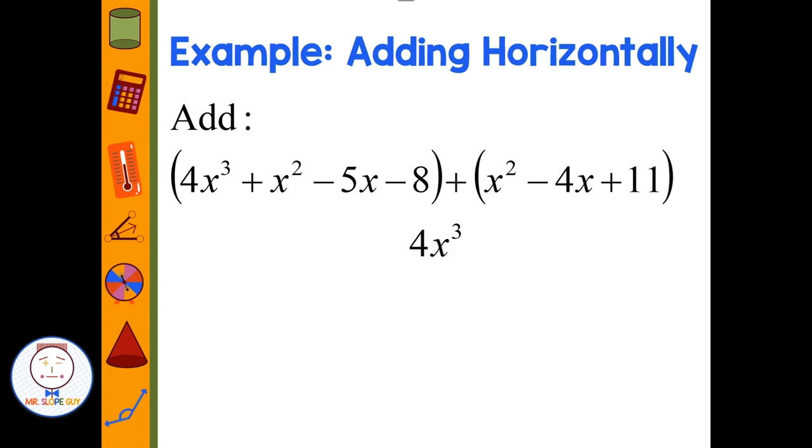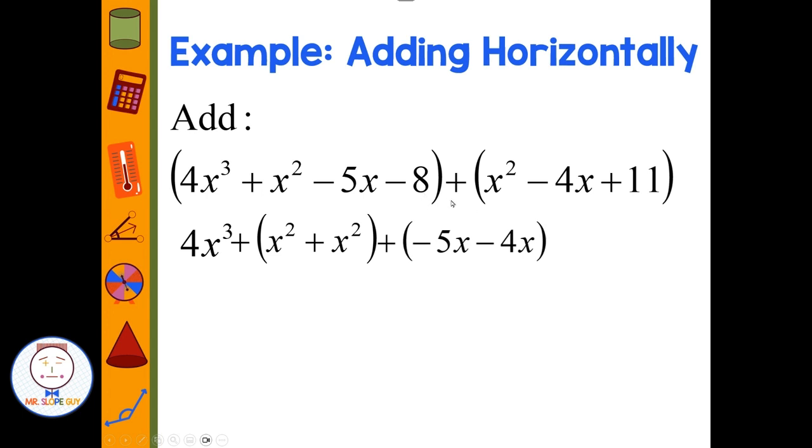I'd put the 4x to the third together, and then I want to think about adding this positive x squared and this x squared. We could just group those together. And negative 5x and negative 4x, those are like terms. I group those together. And negative 8 and positive 11, I can group those together.